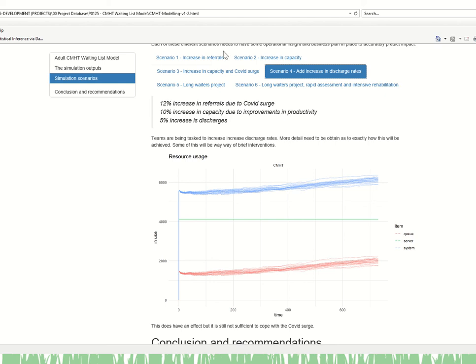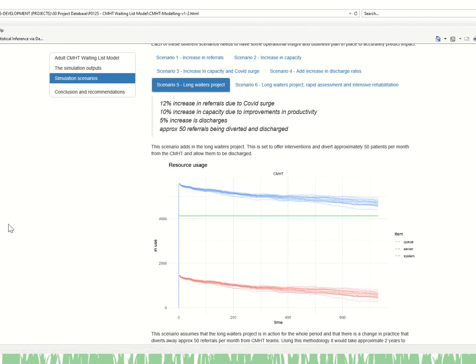We're ever changing. There was also an additional service being created who was going to look at some of our long waiters, some people who've been waiting the longest, and see if there were alternative options that they could go through, whether they could signpost to other services while they were waiting. And this was just us approximately taking about 50 referrals being diverted and discharged. And by doing that, again, we are seeing a slow but steady decrease in the waiting list.